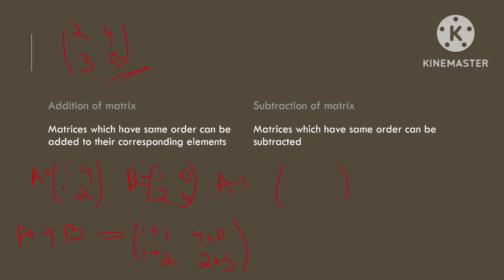Okay. That is equal to, I'm writing the direct answer here. 1 minus 1, 0. Here 4 minus 0, 4. 1 minus 2, minus 1. 2 minus 3, it is again minus 1. Cleared? This is known as subtraction of matrix.